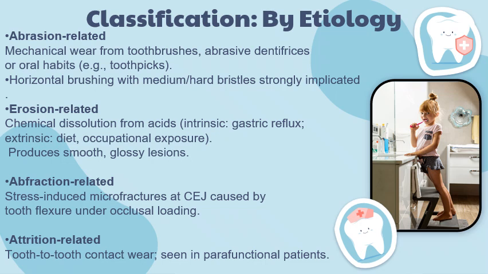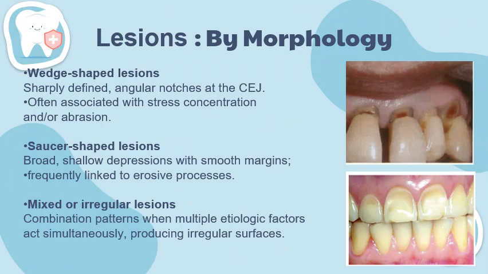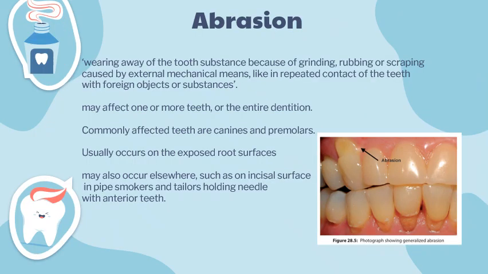Coming to abfraction, it happens due to the stress and flexure at the cervical region. Excessive occlusal forces, especially in bruxers, can create a wedge-shaped defect. And finally, attrition, which is nothing but tooth-to-tooth wear. Morphologically, these lesions may appear wedge-shaped, saucer-shaped, or irregular depending on the interplay of these factors.